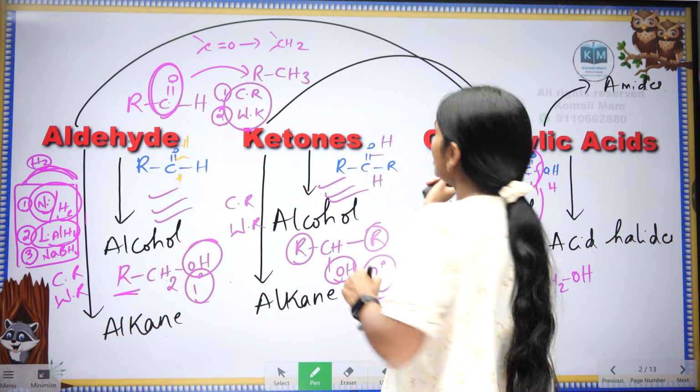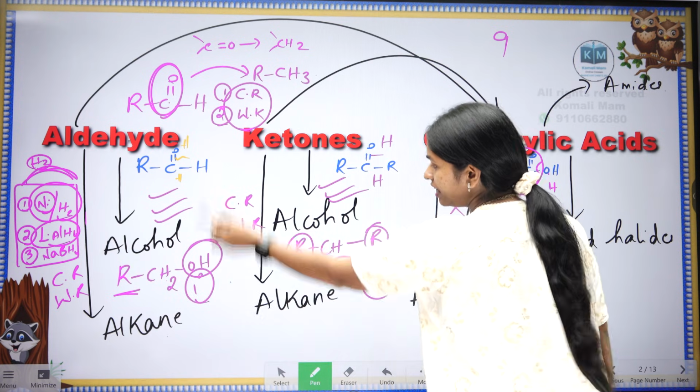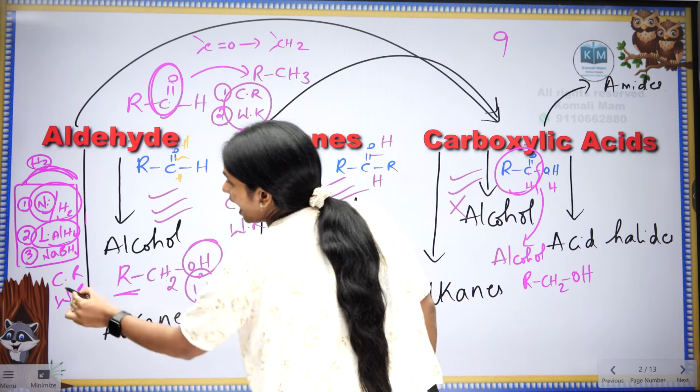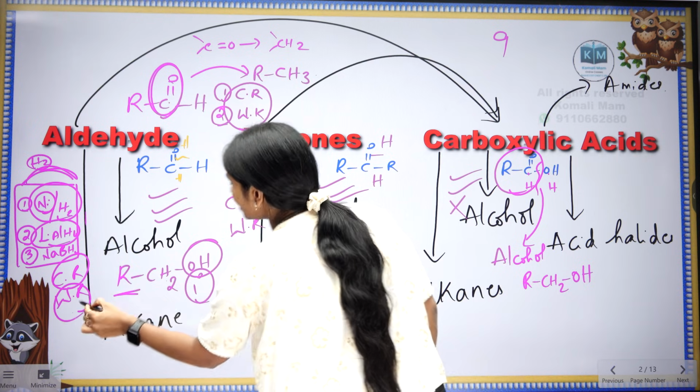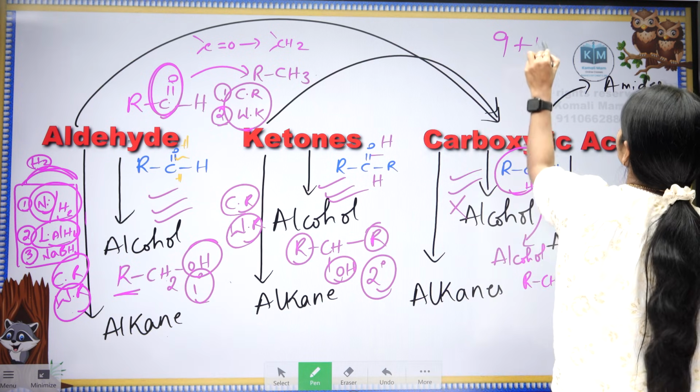Previously we learnt 9 reactions, 3 threes. Here 2 twos are 4. They can ask you either this or this. So total here 4 reactions you learnt.